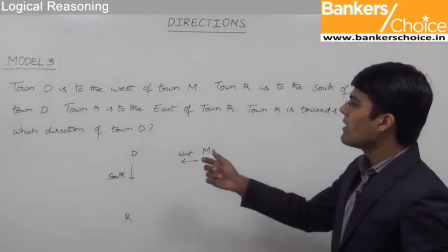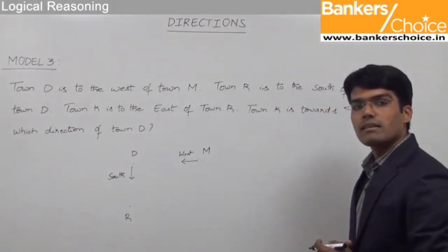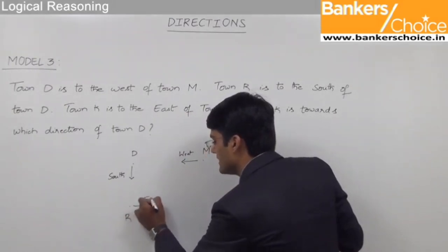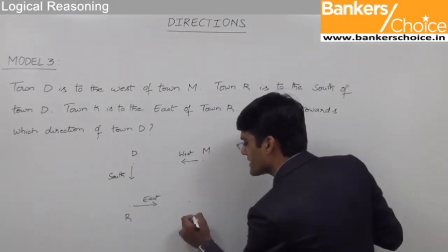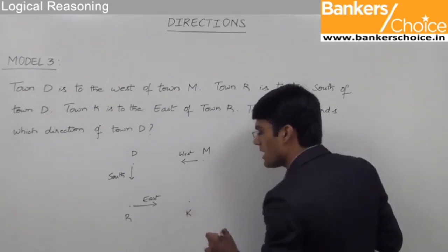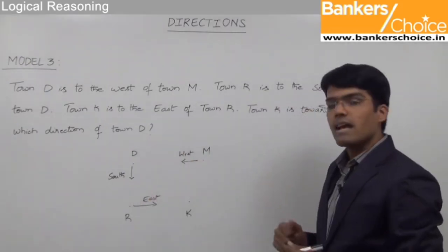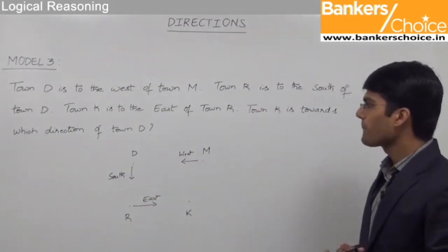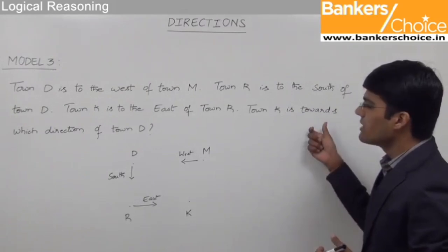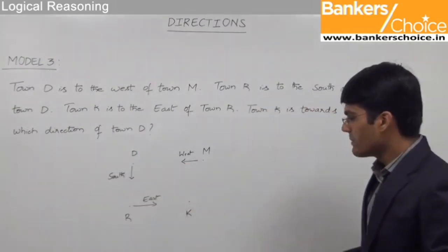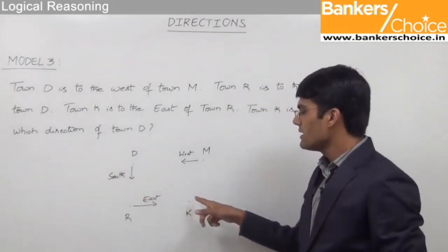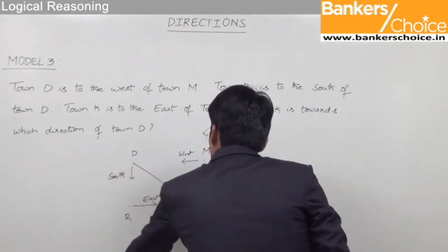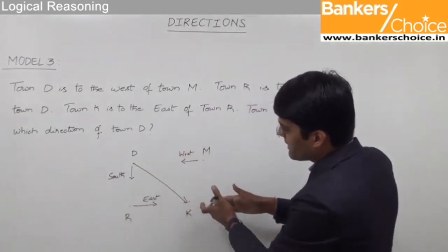And finally it says town K is to the east of town R. East of town R is nothing but towards our right. So town K can be taken at some point towards the east of town R. So these are the 4 towns as given in the question, that is town M, town D, town R and town K. Another question is town K is towards which direction of town D? That means town K here is in which direction of town D? As you can observe, when we try to reach town K from town D, we have to move in this particular direction.